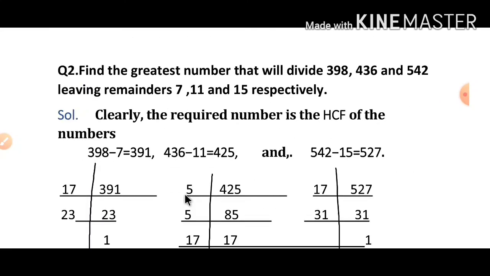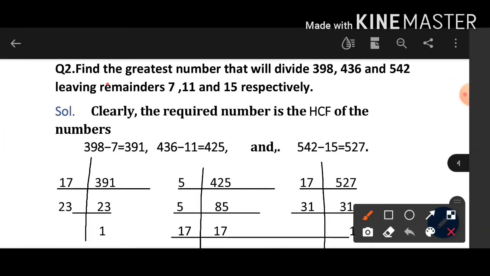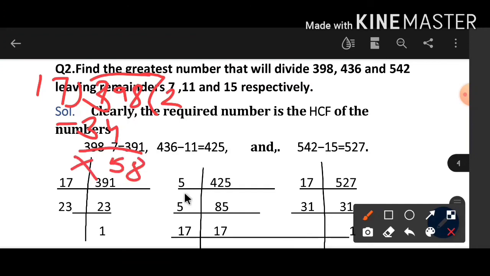First divide 398 by 17. So 17 twos are 34. Here 58. Then 17 threes are 51. If you subtract, you can see that the remainder 7 is left. Here it is given that we have to find the greatest number that will divide 398 and give remainder 7. So you can see that we have found the greatest number 17, and if we divide 398 by 17, the remainder left is 7 only.